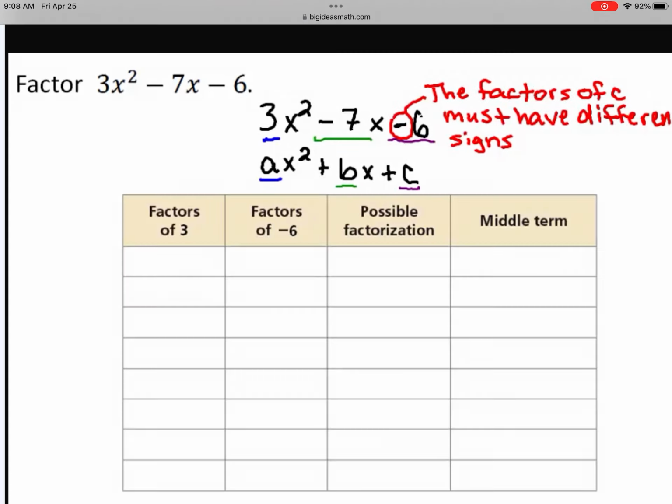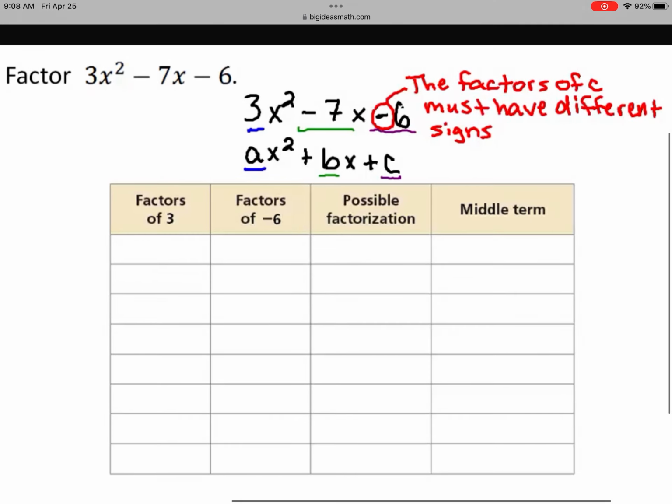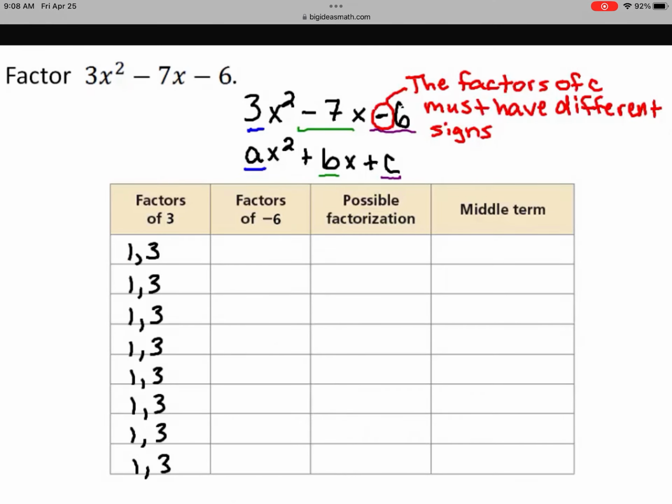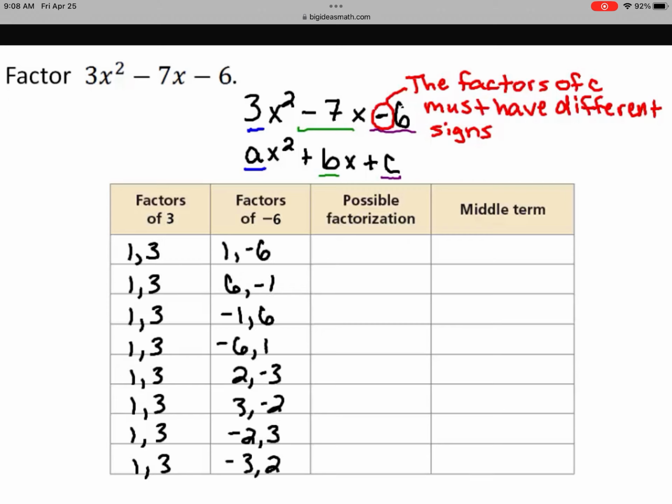Use a table to organize the information about the factors of a and c. The factors of 3 are 1 and 3. The factors of -6 are 1 and -6, 6 and -1, 2 and -3, and 3 and -2. Remember, you must consider the order of the factors of -6 because the middle terms formed by the possible factorizations are different.